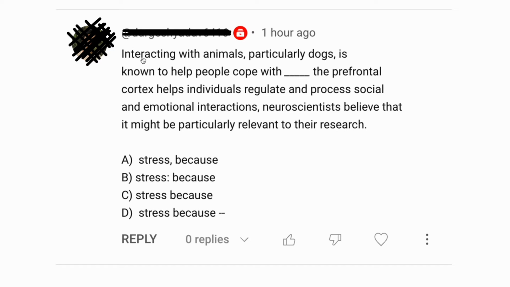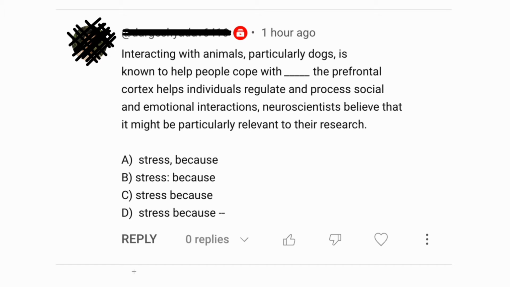It says, "Interacting with animals, particularly dogs, is known to help people cope with stress because the prefrontal cortex helps individuals regulate and process social and emotional interactions. Neuroscientists believe that it might be particularly relevant to their research." Okay, so that's a long way to go without a hard punctuation mark. And by hard punctuation mark, I mean basically semicolon, period, or colon, or possibly dash.